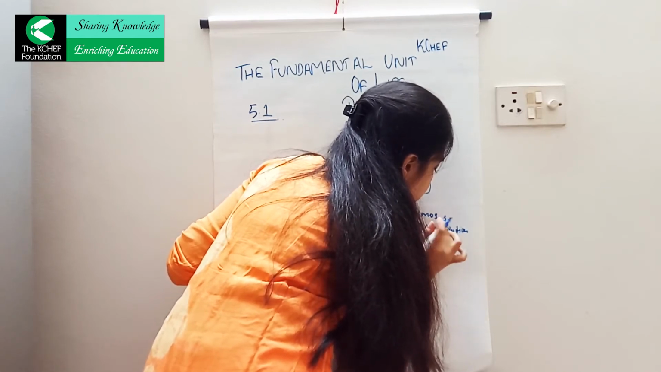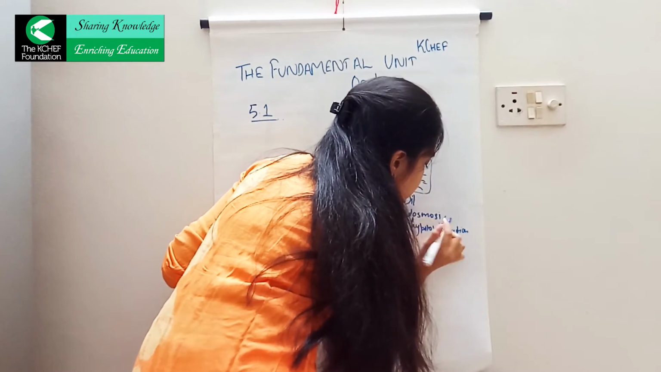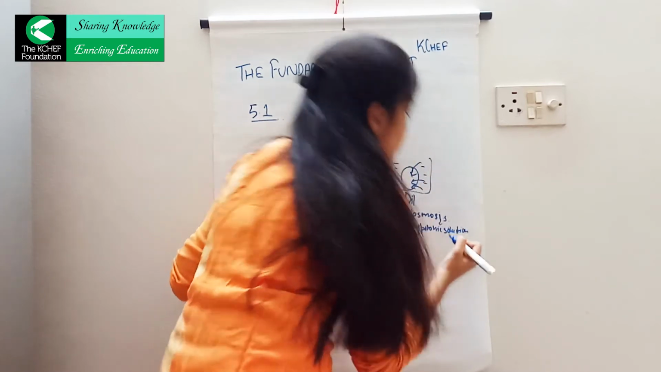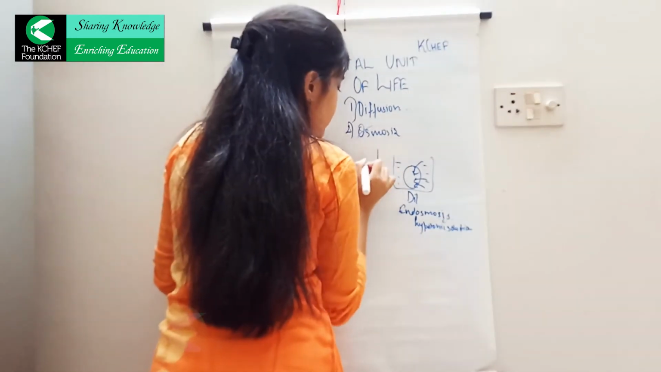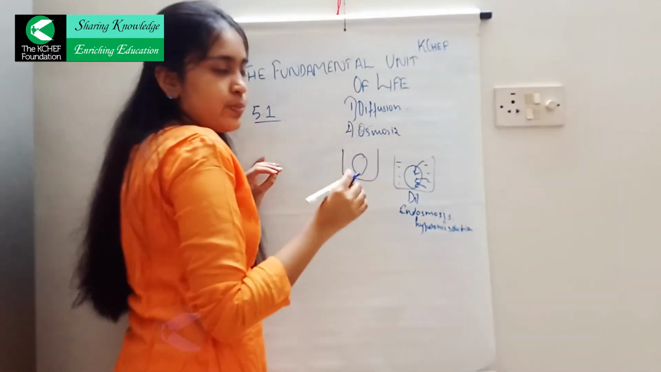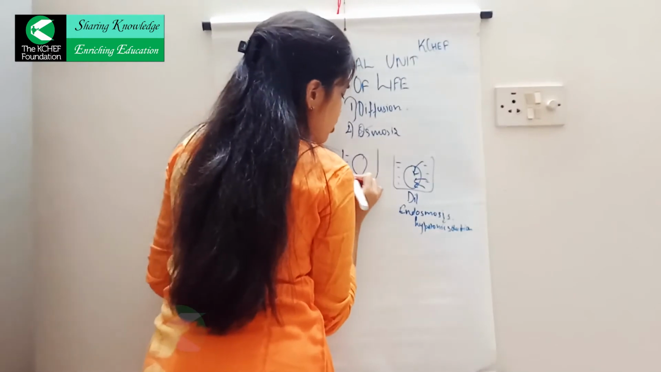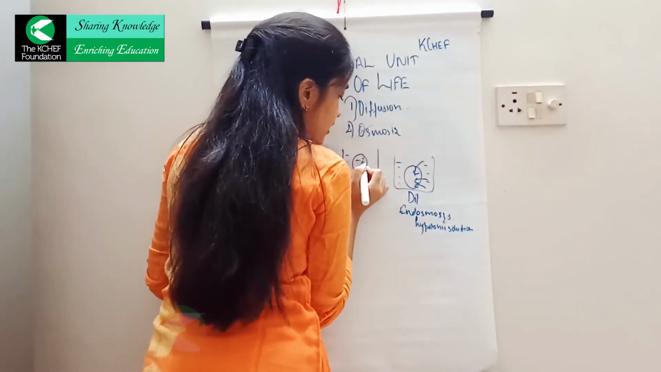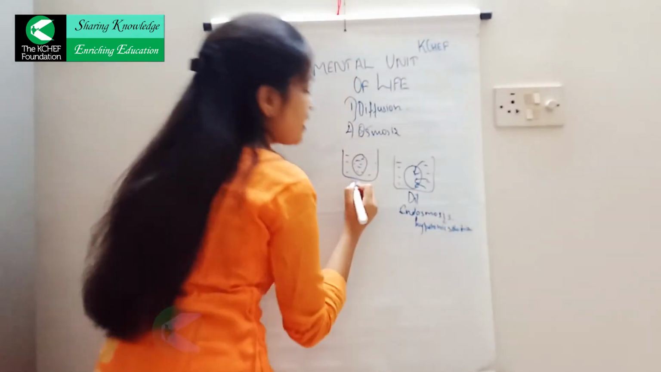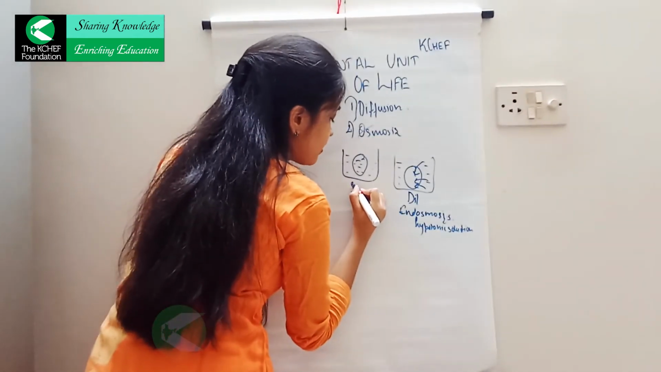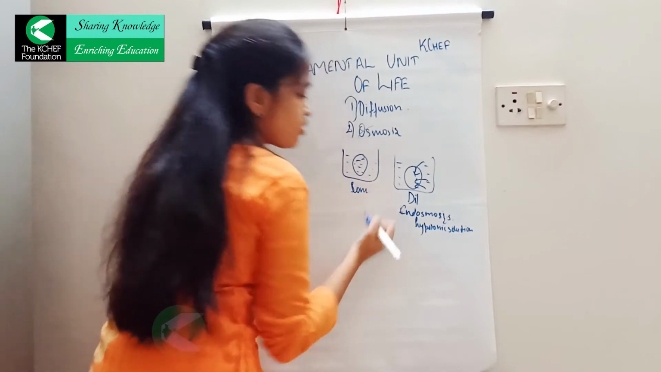So endosmosis occurs, and such a solution is called a hypotonic solution. Another case is where a cell is placed in a medium where the concentration of water outside is very low and the concentration of water inside the cell is more. That is, it's placed in a concentrated solution.